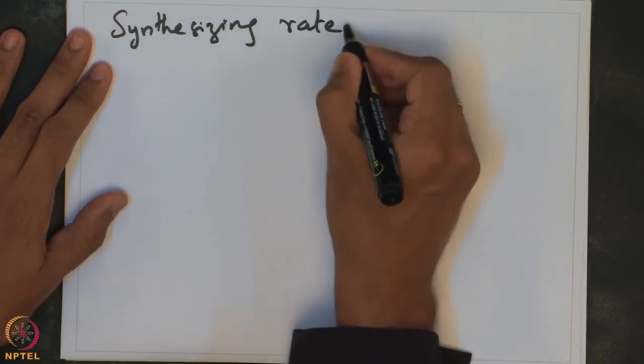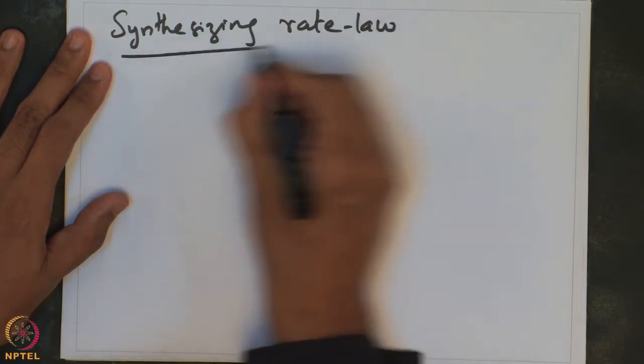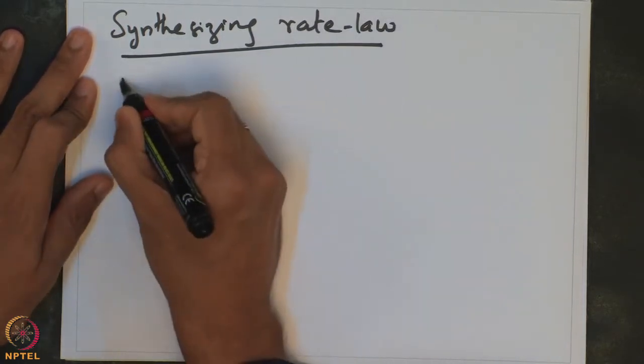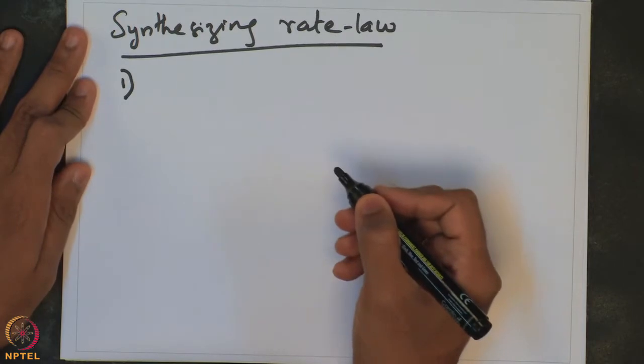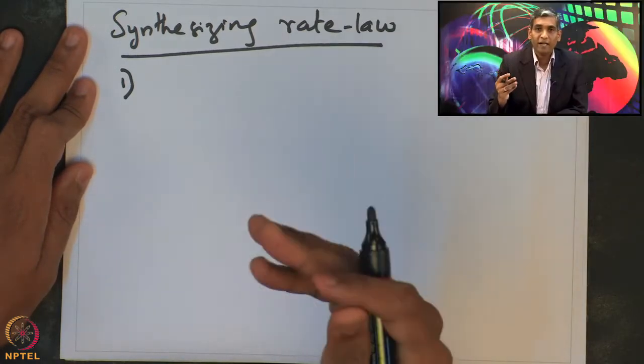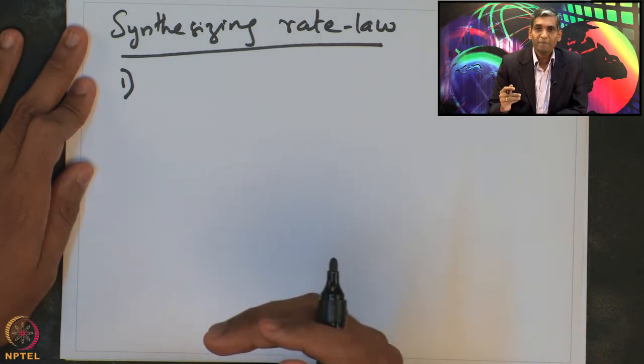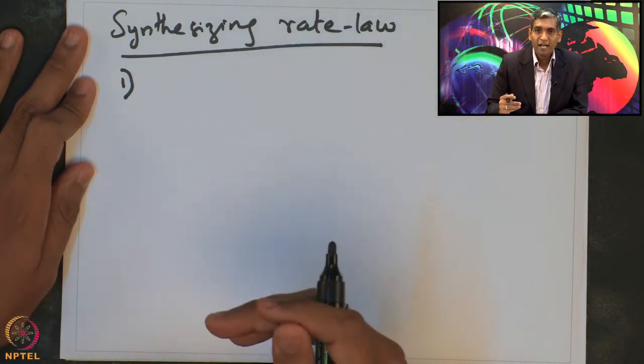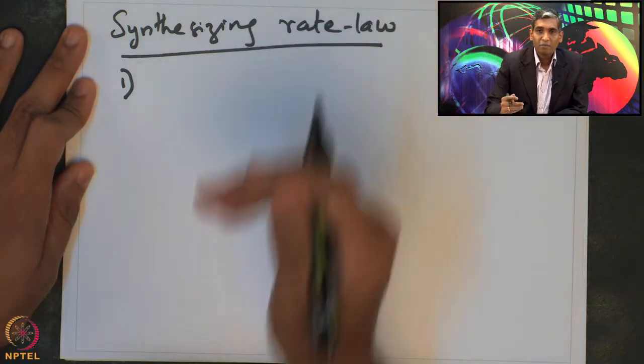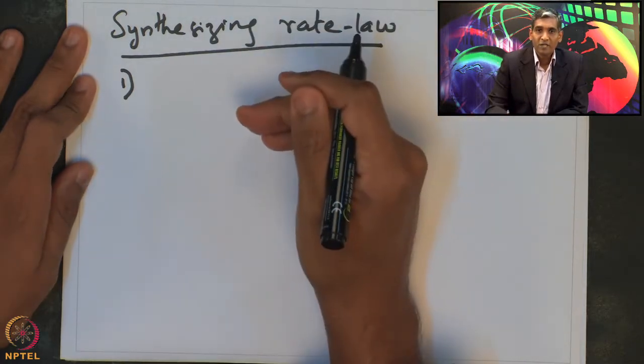Synthesizing rate law. The first step in synthesizing a rate law is essentially to postulate what should be the mechanism with which the reaction is happening, and once the mechanism is decided, we postulate what is the rate controlling step, and then we use that to determine what should be the rate law that actually controls the overall reaction rate.